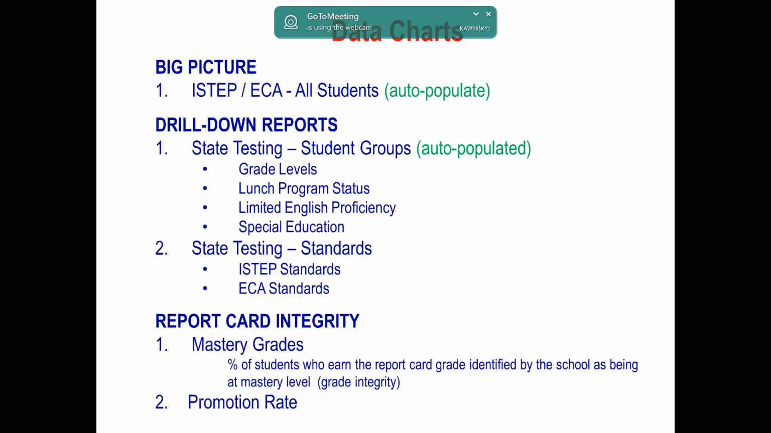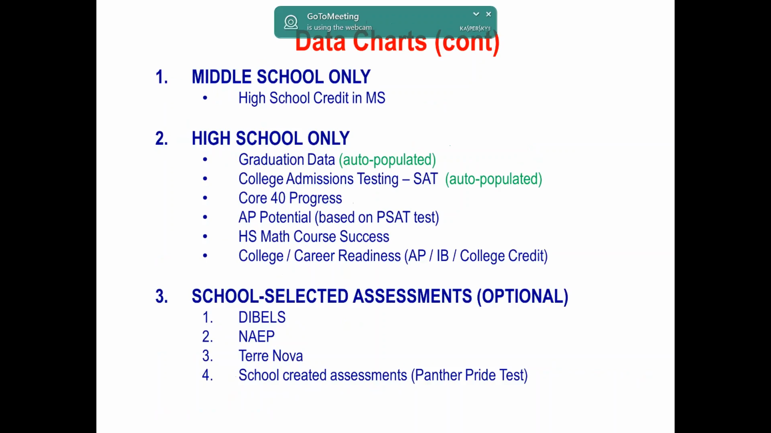And again, we want to make sure that your report cards are saying what you intend for them to be saying, and the report cards are understood by parents the way that you mean for them to be understood. So, okay. And then also in data charts, in middle school, we'll be looking at the percentage of middle school students who are in high school credit. And then in high schools, we have all kinds of additional data that we'll have you look at.